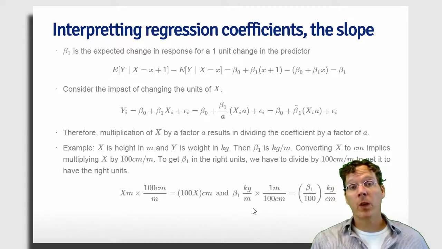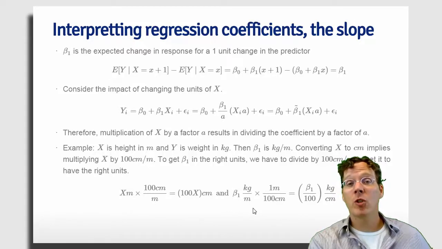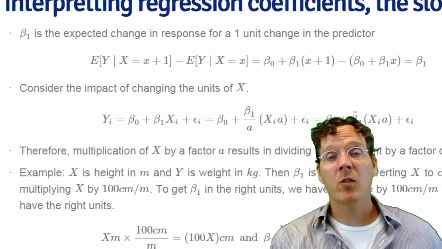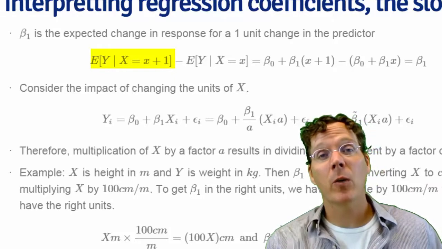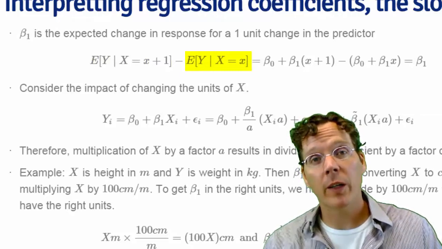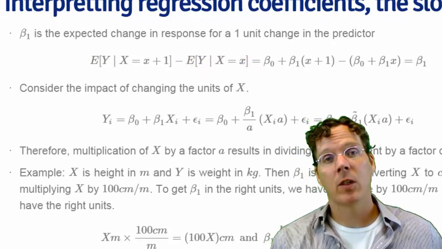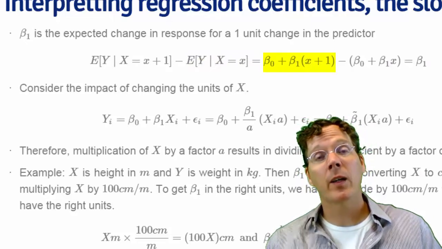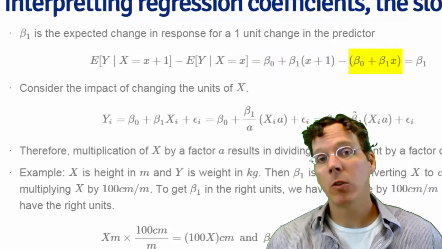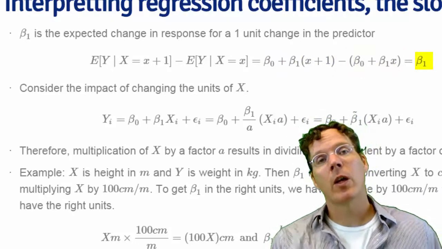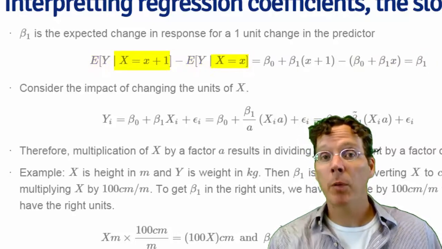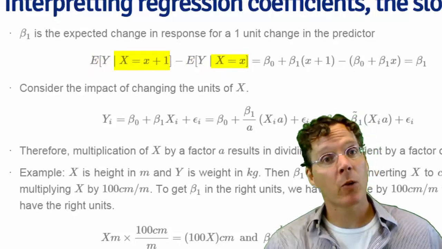Now it's a slope, so it must have an interpretation that is of the form the change in y per unit change in x. So let's see if we can work with that. Take the expected value of y, given that x takes the value x plus 1, a 1 unit increase in x, and subtract off from it the expected value of y, given that x takes the value x. Well, that works out to be beta naught plus beta 1 times x plus 1 minus beta naught plus beta 1 times x. Do the arithmetic, and that works out to be beta 1. So, beta 1 is the expected change in the response per unit change in the regression variable. And so it has a nice interpretation.